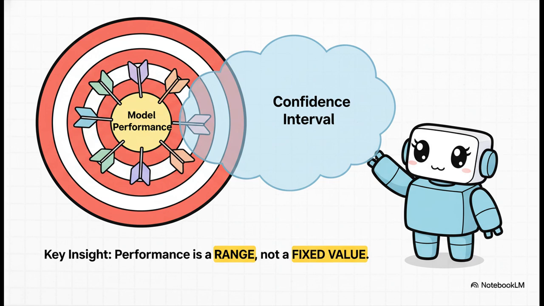That accuracy score you see, let's say 95% accurate, that number isn't set in stone. It's an estimate. It has a margin of error. The truly professional way to think about a model's performance isn't as a single number, but as a range. That gives you a much more honest understanding of what it can and can't do.